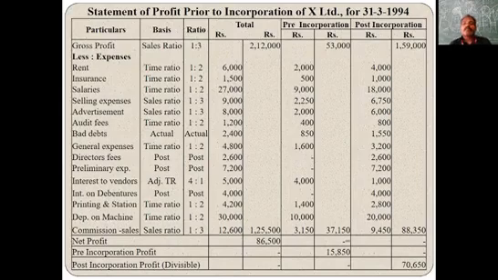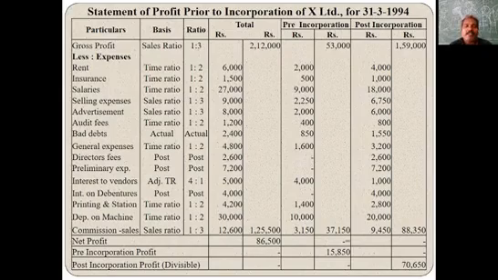Right. So, statement of profit prior to incorporation of X Limited for 31/3/94. Columns: particulars, basis, ratio, total, pre-incorporation, post-incorporation. In this problem, we have only one revenue, that is gross profit, followed by expenses. So gross profit is allocated on the basis of sales ratio. The total gross profit is 2,12,000, allocated on the basis of 1:3: 53,000 and 1,59,000.